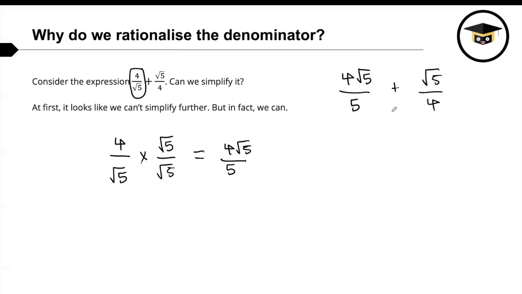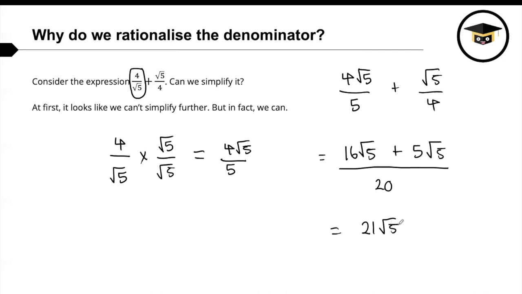Now what we can do is start doing the cross multiplication. So 4 times 4 root 5 gives us 16 root 5, plus 5 times root 5 gives us 5 root 5, and then our denominator becomes 5 times 4, which is 20. So we get 16 root 5 plus 5 root 5, which, collecting like terms, gives us 21 root 5, and then 21 root 5 over 20. And that is going to be our final answer. So you can see we were able to simplify it. It just didn't look like it when we saw the question at first.